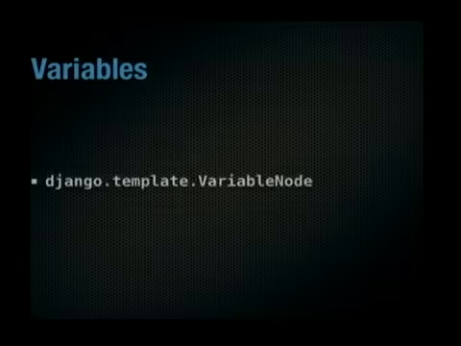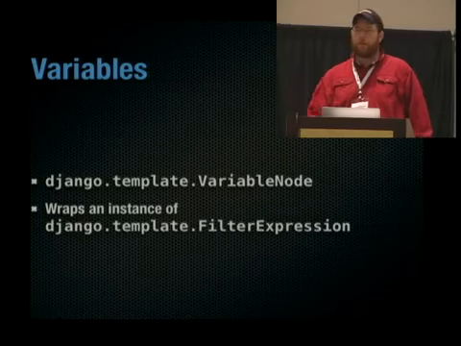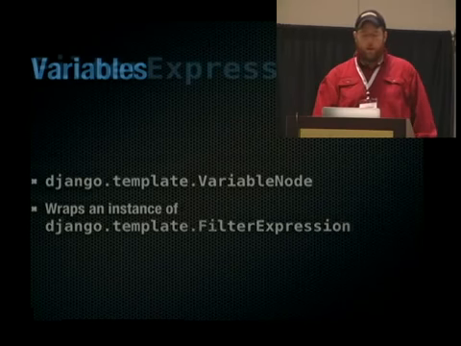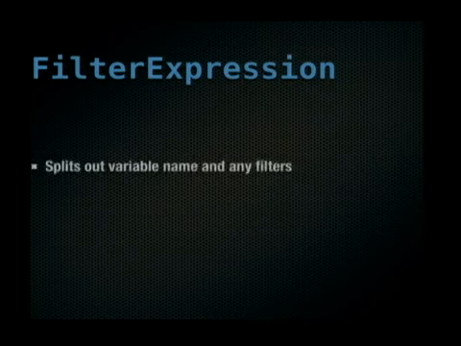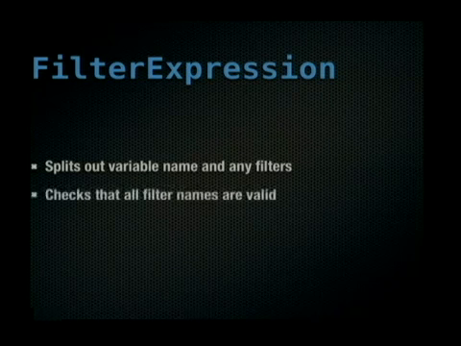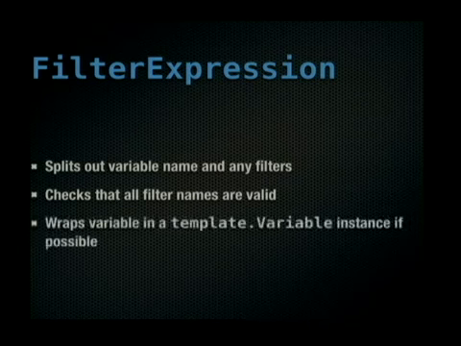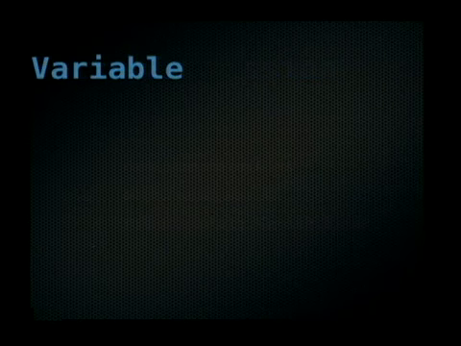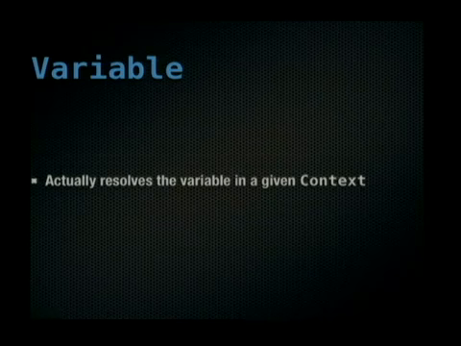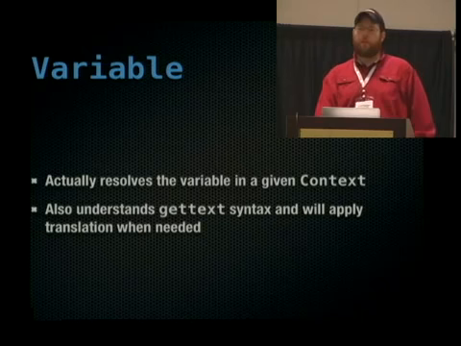Template variables. Documentation covers this pretty well. It's VariableNode. Internally it's wrapping something called FilterExpression. A filter expression is basically a variable name plus any filters that are being applied to it. FilterExpression checks that all the filter names are valid, either built in or from a tag library that's been loaded. Wraps the variable in a Variable instance, if necessary. Variable itself is what is responsible for actually resolving the variables. It also understands gettext syntax.